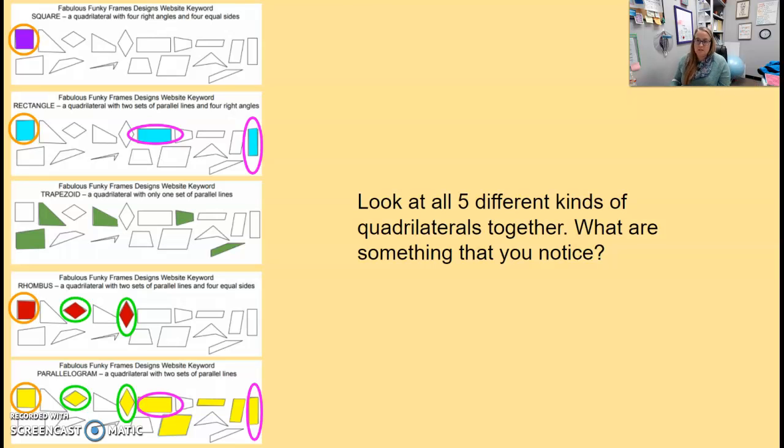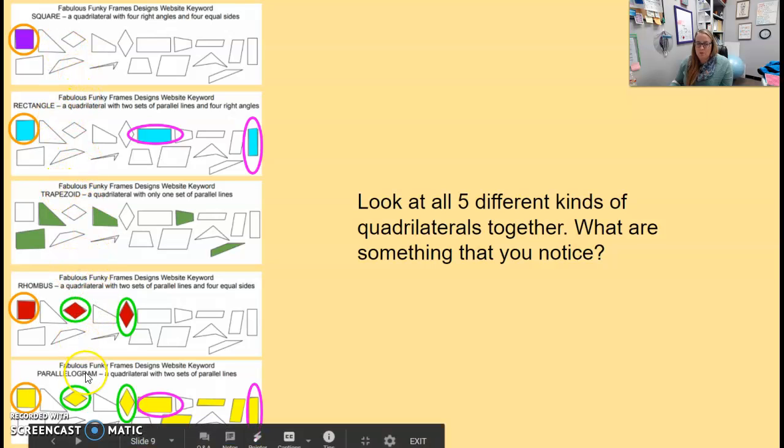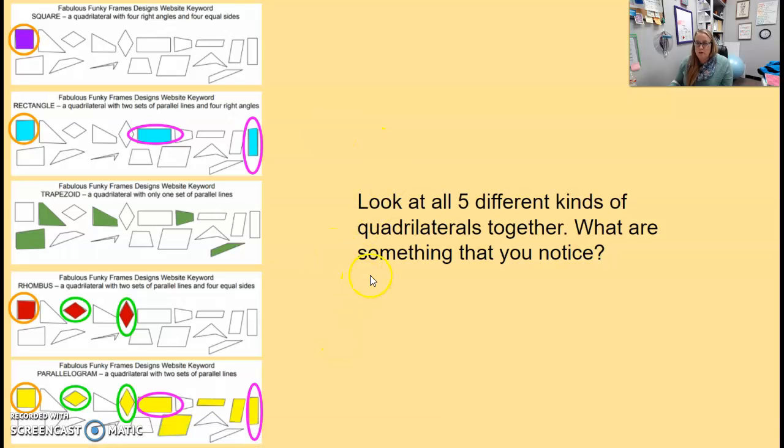That's the same way with these shapes. So these shapes all have one name, but they also can go into other categories. And these are all special types of quadrilaterals. So thank you for helping me figure out our quadrilaterals.